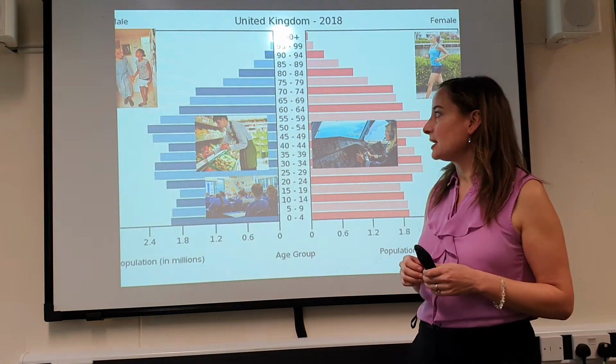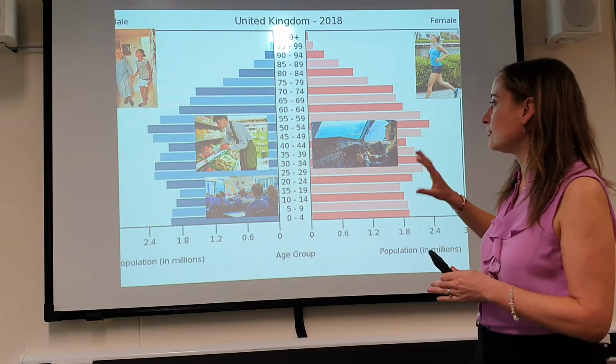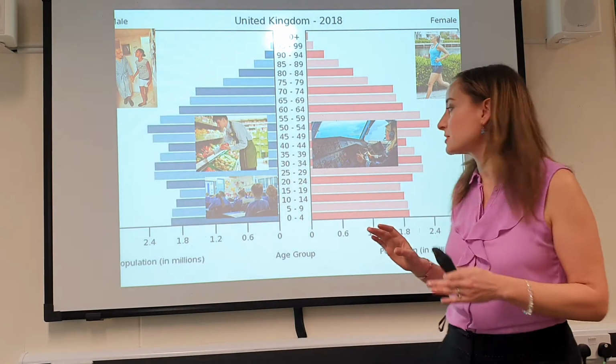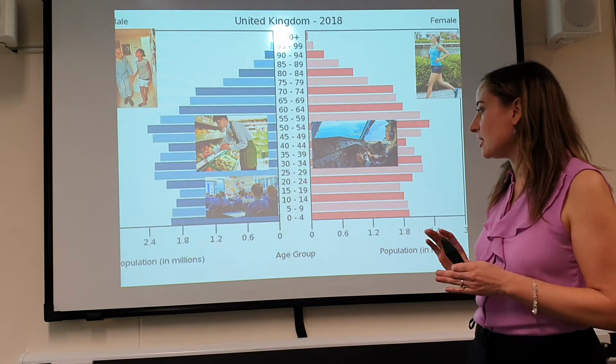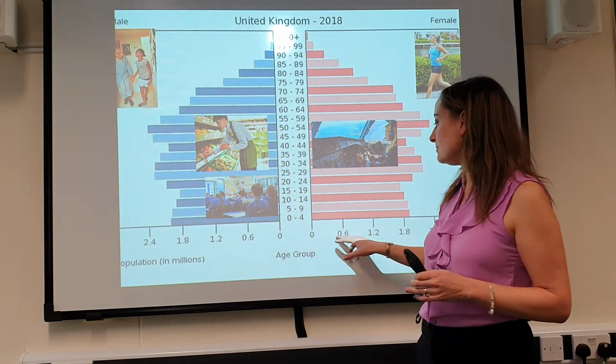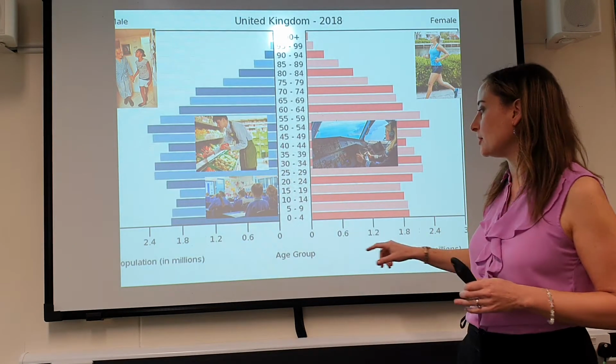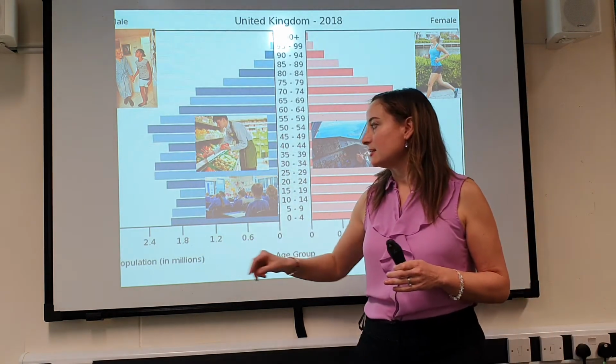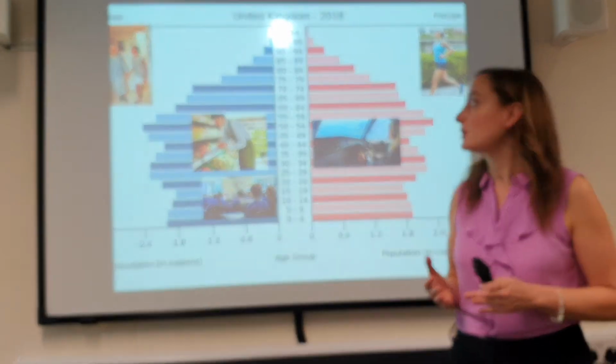Right, let's compare this to the population pyramid for the UK in 2018. So this is the population pyramid for 2018. I've put some pictures on it just to give you an idea of what's going on, but you don't need to use them at the moment really. Now this pyramid is slightly different in that it's got the population in millions along the bottom, but it doesn't really make any difference because it's the shape of the pyramid that we're looking at.